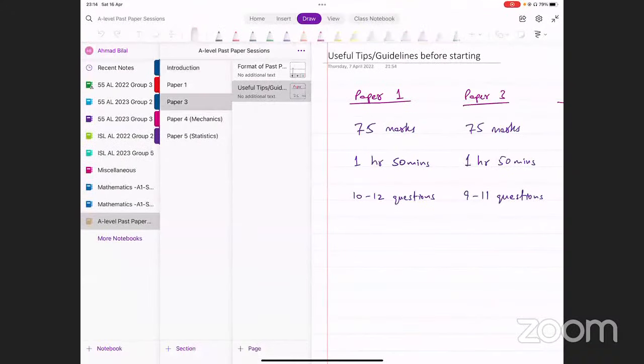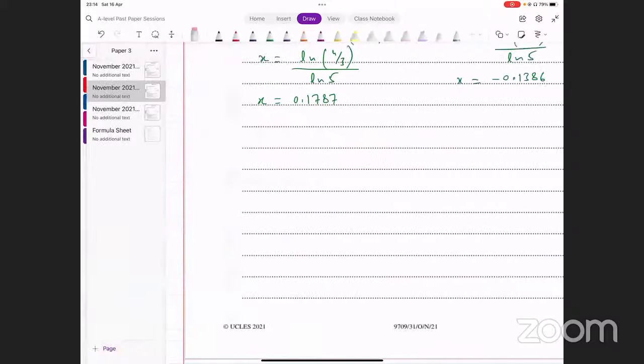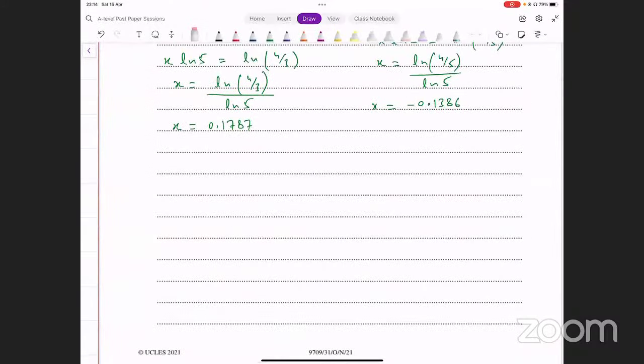Let's go back to that paper. Paper 3, variant 1. So we were right here. This is the first question. It had modulus and logs both. We got 2 results from this. You can leave it this way. If you want to write it rounded off, you can also write it to 3 significant figures. That's going to be 0.179 and minus 0.139. Okay, let's move on.